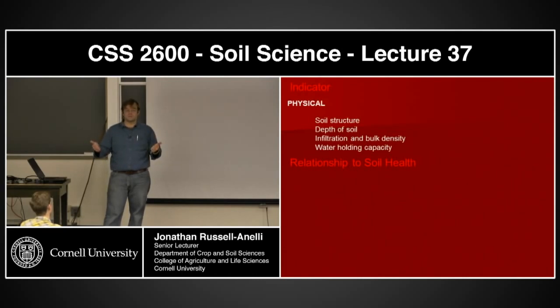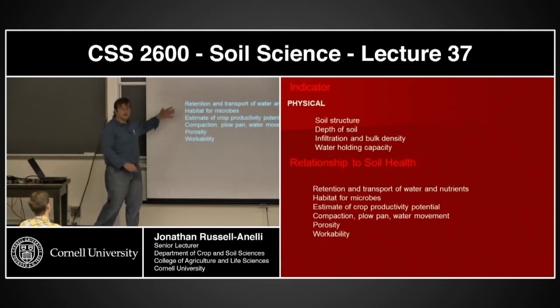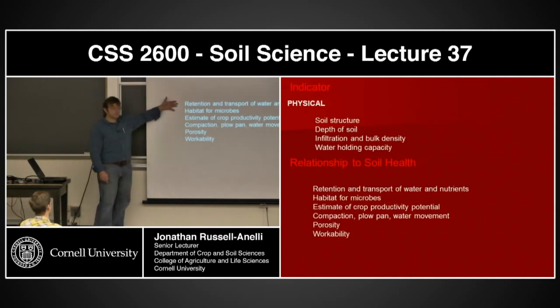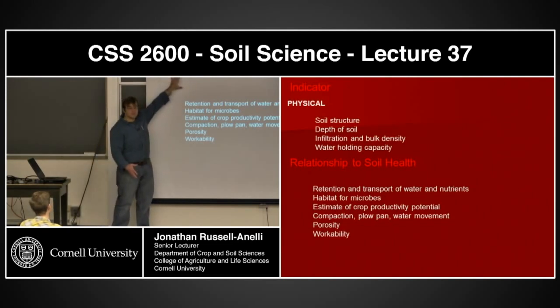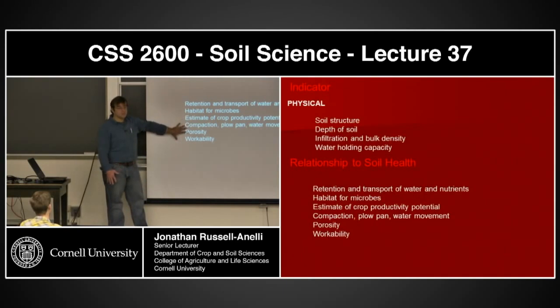How about something else? Biological activity. Granular structure versus platy structure, root infiltration issues. Okay, management, how you are in fact managing it. If you have a platy structure or subsurface, you probably have a plow pan in there. Make sense? There's a whole slew of potential indicators here. Retention, transportation of water, habitats for microbes, estimate of crop production, compaction, porosity, workability. These indicators are measures of these characteristics, these properties, these management goals.